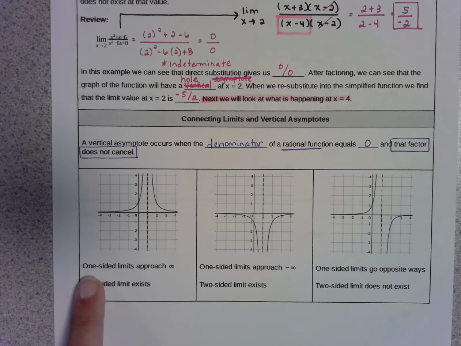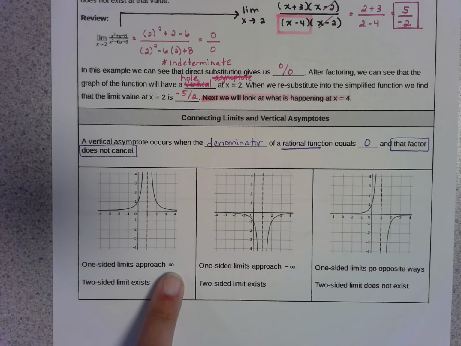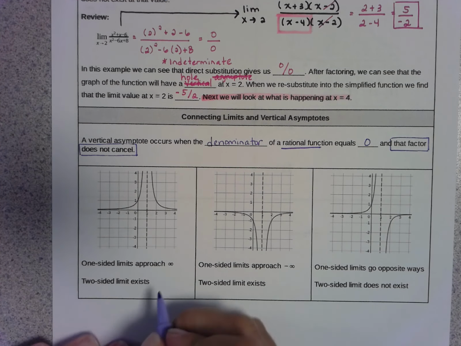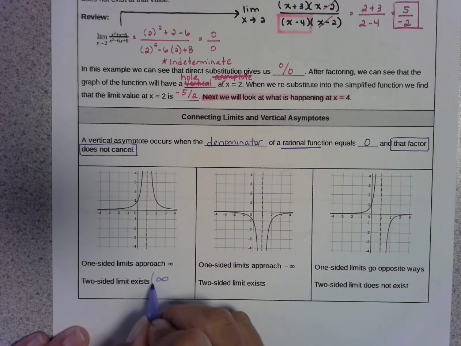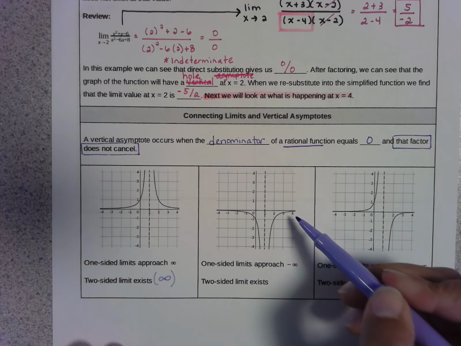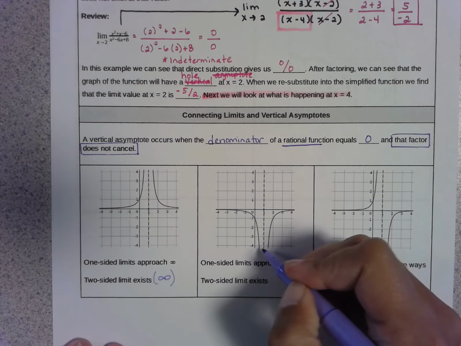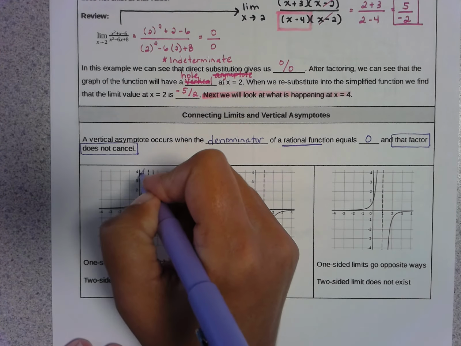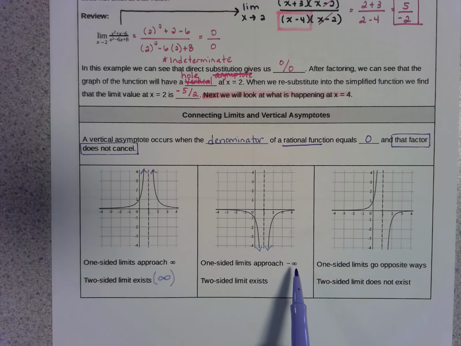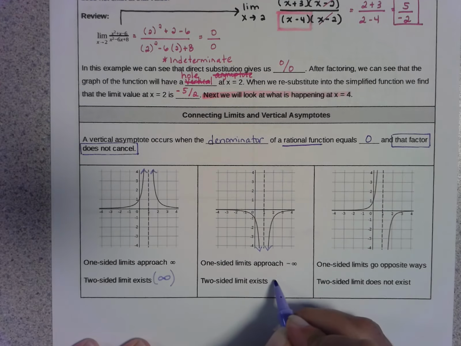We would say that both one-sided limits approach infinity, and therefore the two-sided limit exists. The reason the two-sided limit exists is that the two one-sided limits agree, so we would say that the two-sided limit's value is infinity. A second situation could be that near that vertical asymptote, the two one-sided limits both go down towards negative infinity. So we would say that the one-sided limits both approach negative infinity, which means the two-sided limit exists again, it's negative infinity.